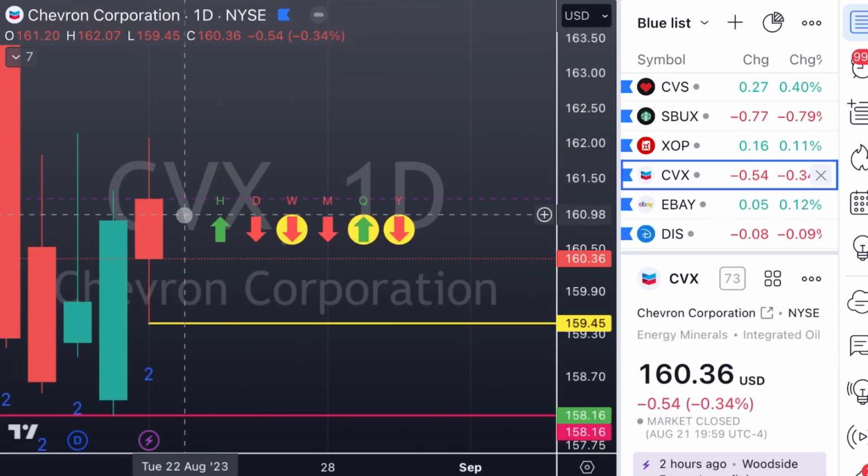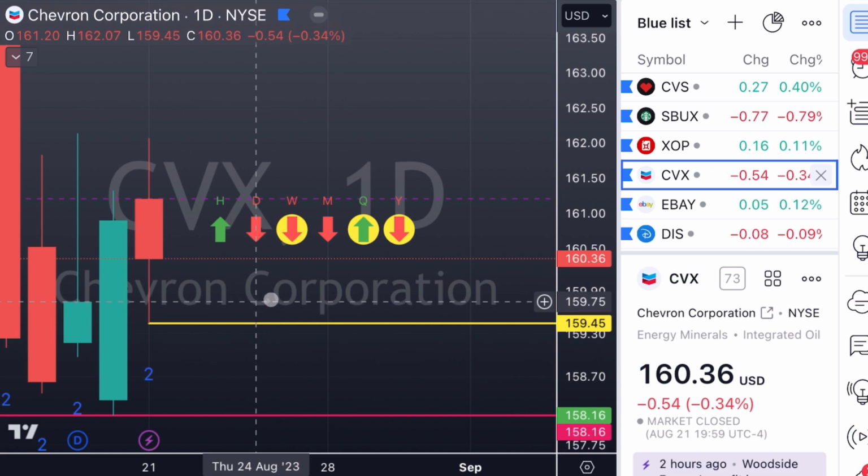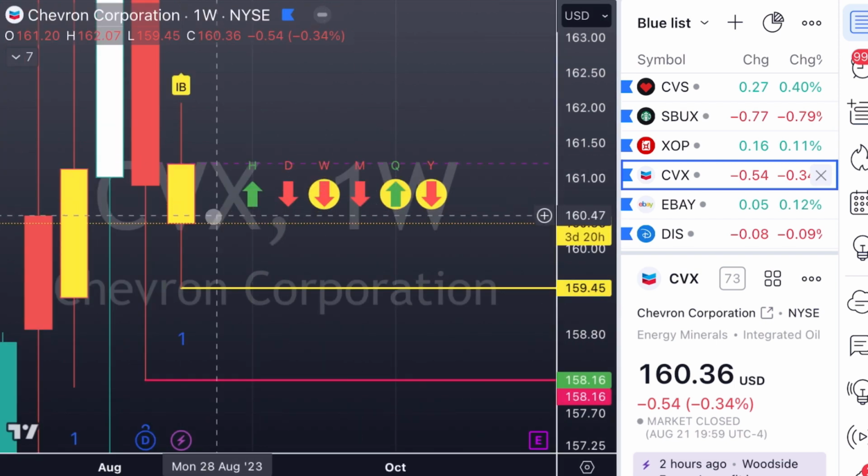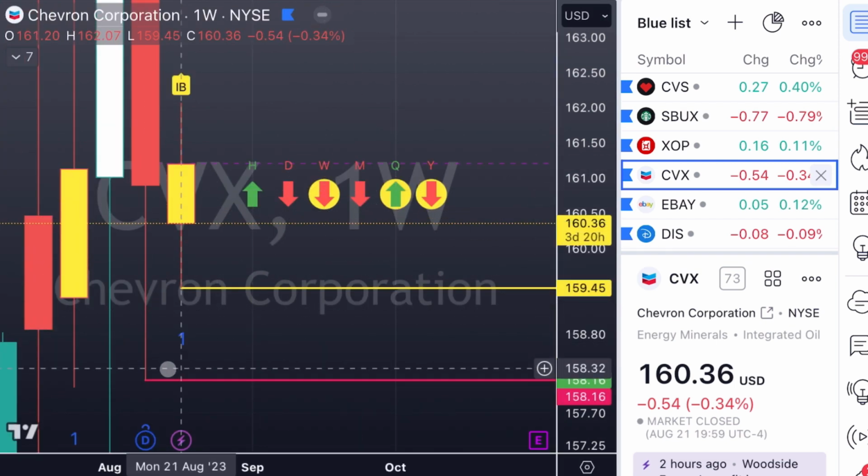CVX 2 up red. We're going to look for puts here at 159.45. You see another pink line there, correct? At the bottom. That is for us to go 2 down on the week. So we are currently trading inside bar.